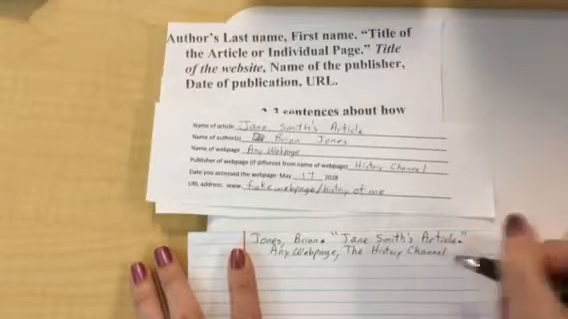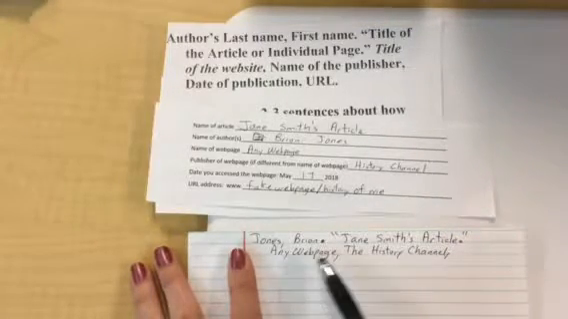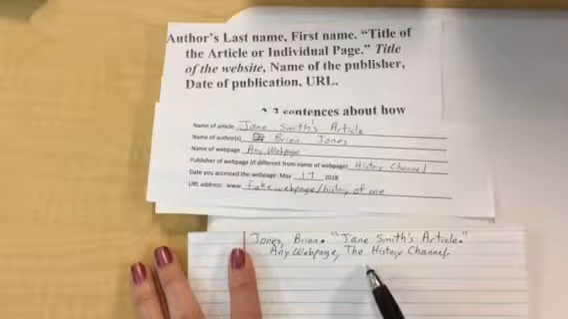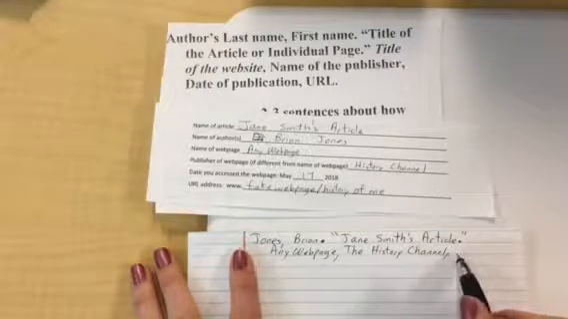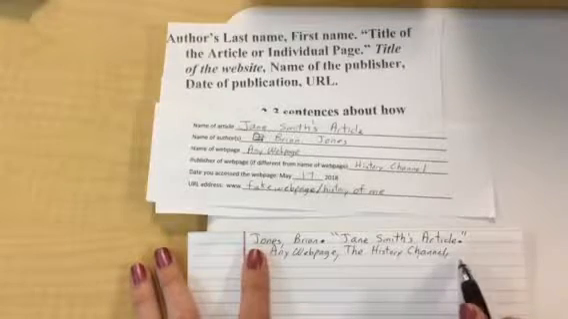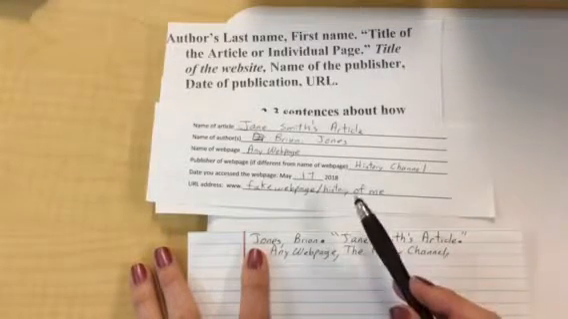followed by a comma. Now, if the name of your web page and your publisher are the same, you do not need to list them twice. You only need to list it once. You only would list both if they are separate. And then on mine, I think I'm going to go on to the next line because I'm running out of space here. The date of publication.